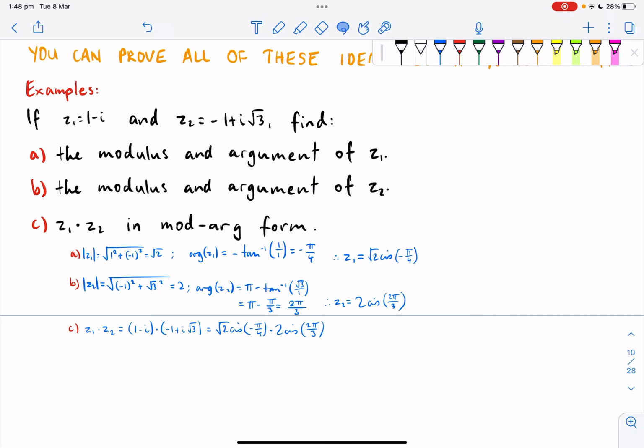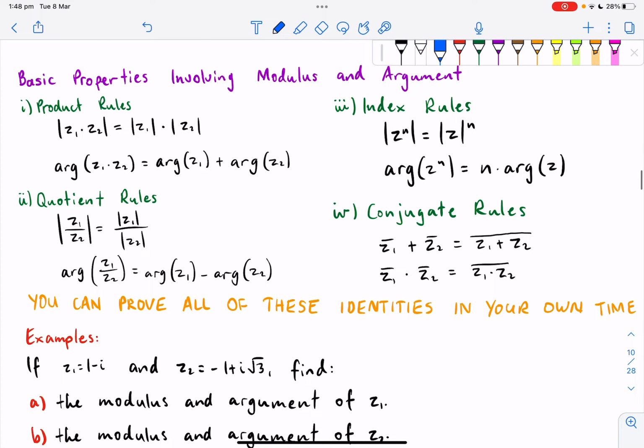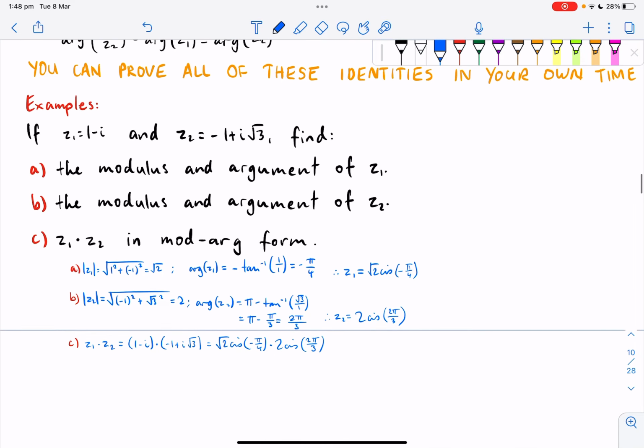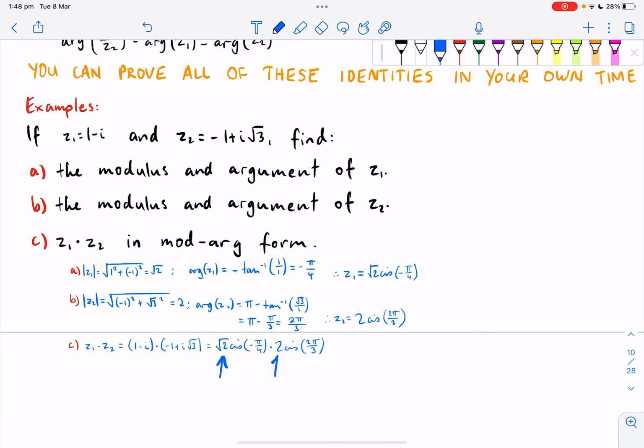All right, so with that, focusing here. Now, if we look, it tells us that the product rule, we can just multiply the moduli together. So we can see the moduli are root 2 and 2. So this will just become 2 root 2.